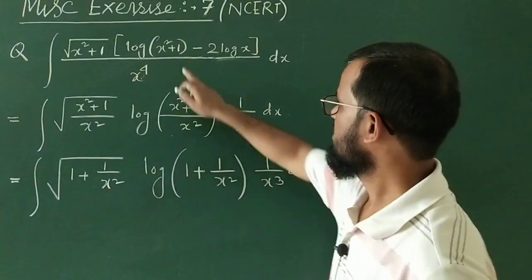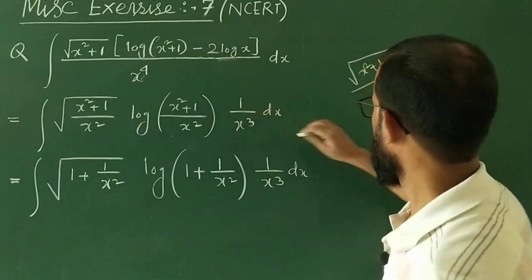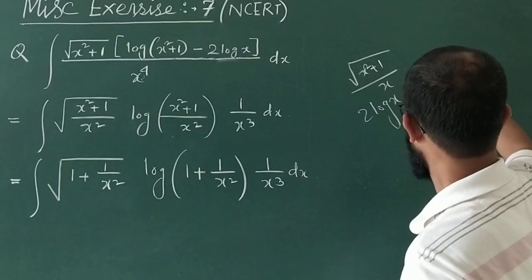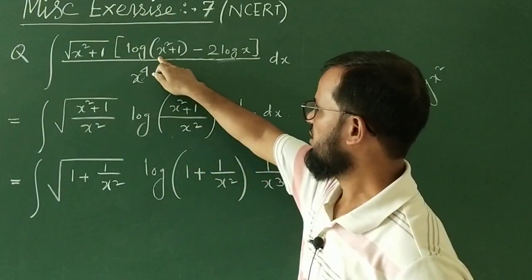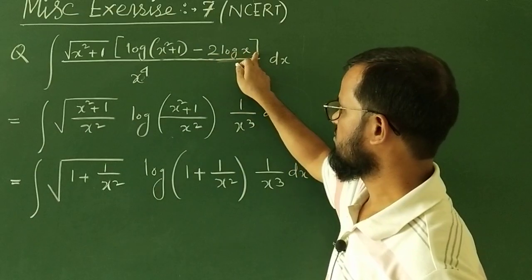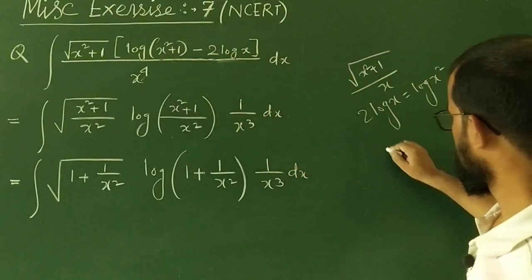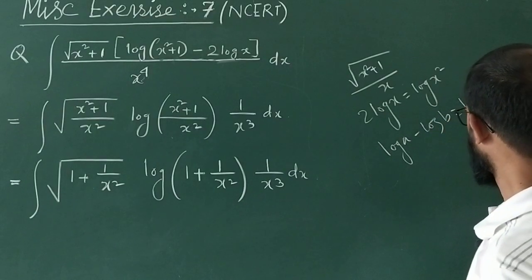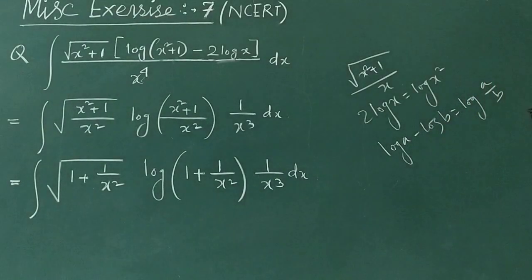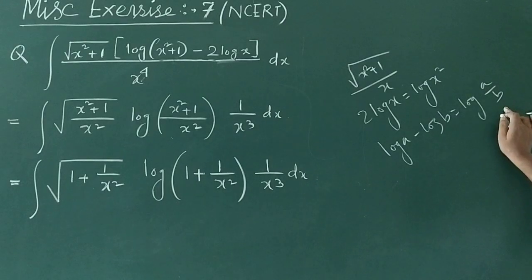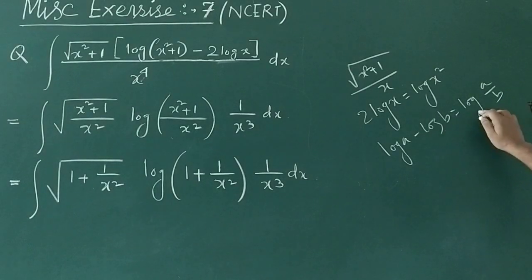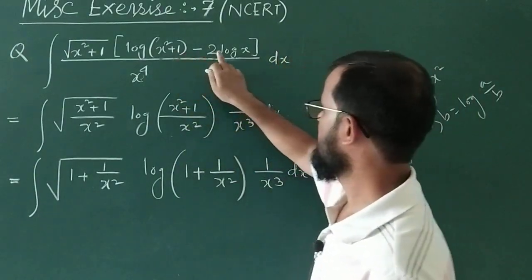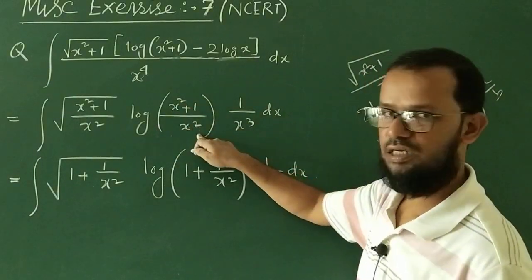And this one can be written as log a minus log b, and 2 log x can be written as log of x square. Finally you get log of x square plus 1 minus log x square, and then use the formula log a minus log b equals log a by b. So you get log of x square plus 1 divided by x square.